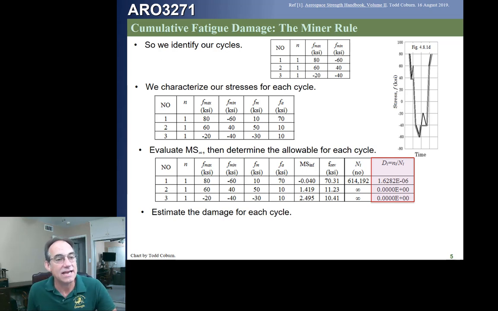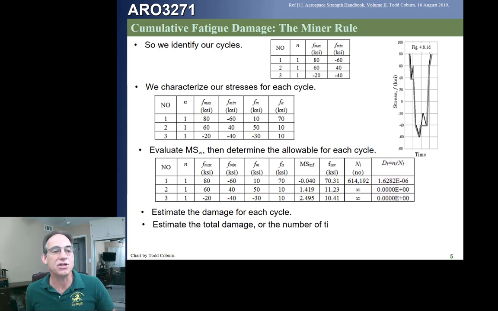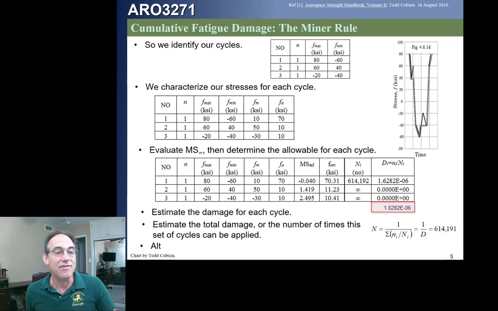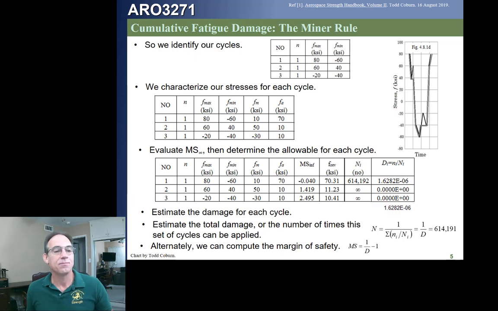So with that said, we calculate the n over capital N ratio. We plug it into our table. We then sum up the damage. What's the cumulative damage? We just sum this rightmost column. That tells us how much damage is done. And then we can write the margin of safety as 1 over the damage minus 1. Got that? So the total number of cycles that this part will be good for.